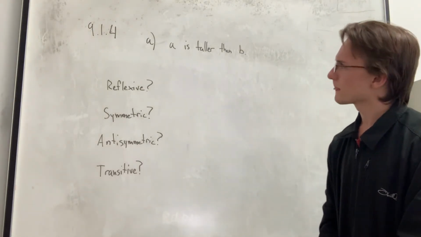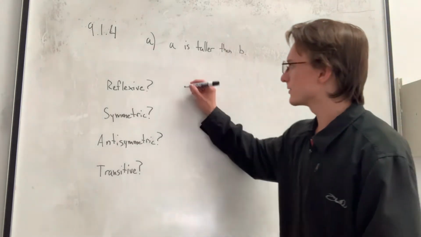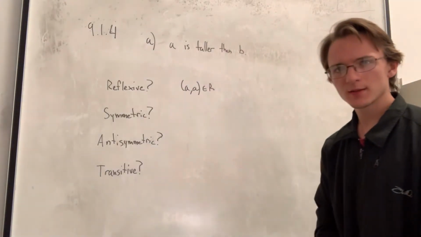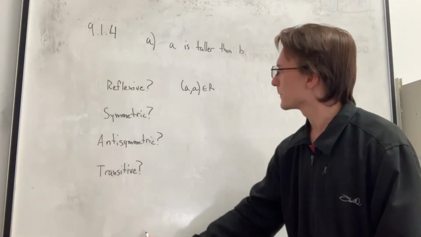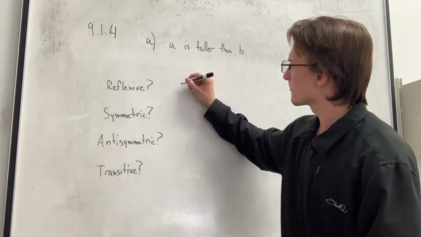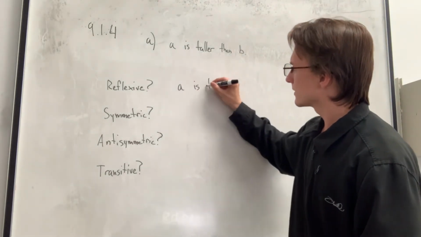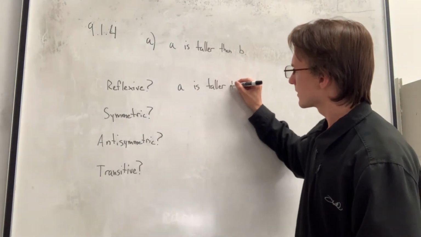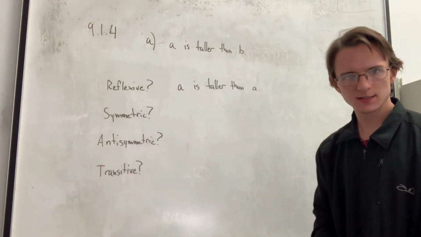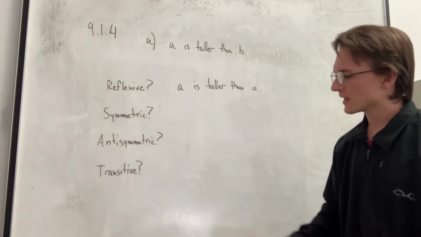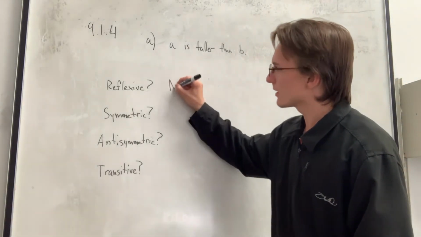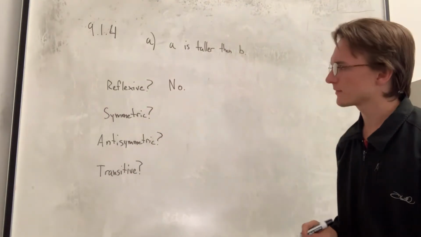Is it reflexive? Well, remember it's reflexive if A comma A exists in our relationship. So just ask yourself, does the following statement make any sense? A is taller than A. Does that make any sense to say? Well, no, because A can't be taller than him or herself. So no, it is not reflexive.